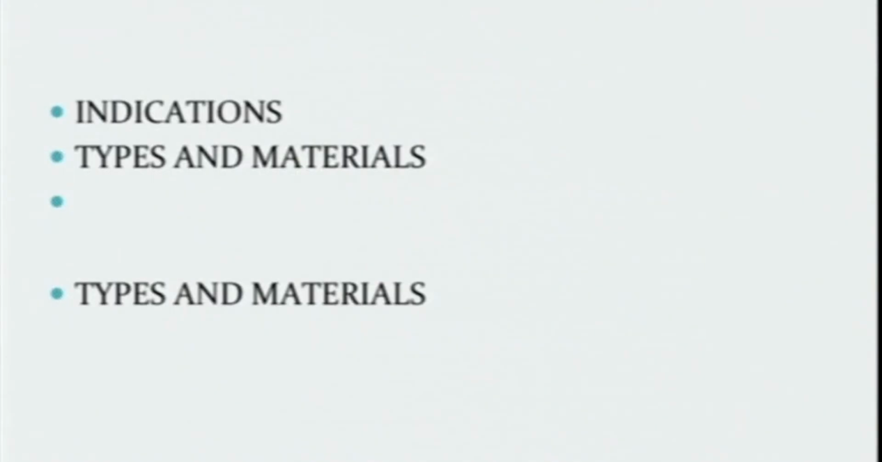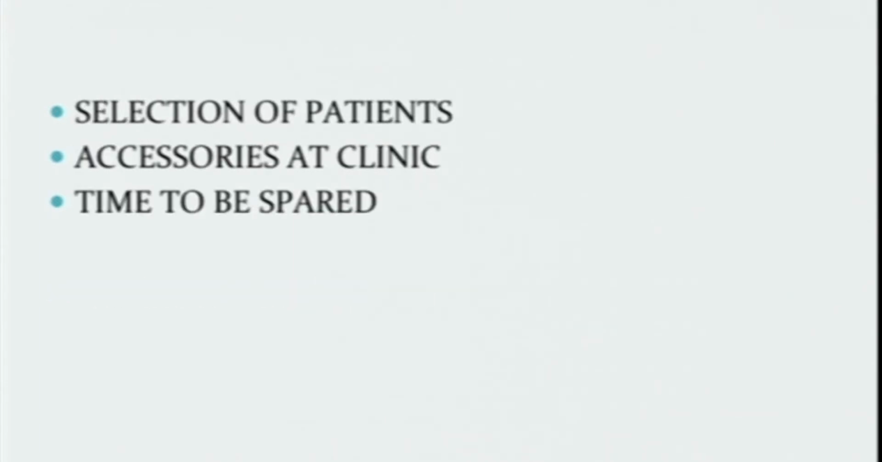So, the indications for contact lens: the highly motivated patient and a high refractive error, that is more important. And we'll have to go through the types and materials of the contact lenses, selection of patients, accessories which are needed at the clinic, and the time to be spared. Selection of patients is a motivated patient and anisometropic patient. We'll have indications later. Accessories: the routine refraction set which you have in your clinic is more than sufficient. Along with that, a keratometer is better equipped.